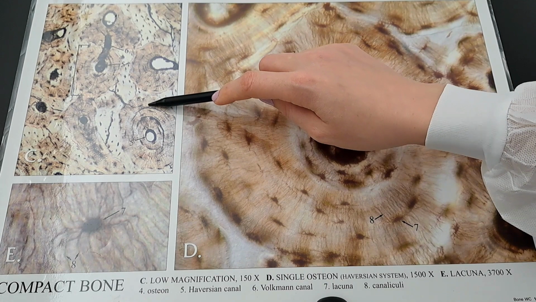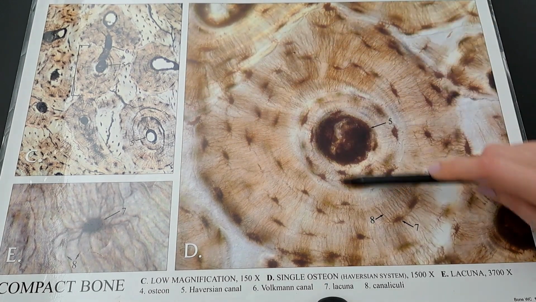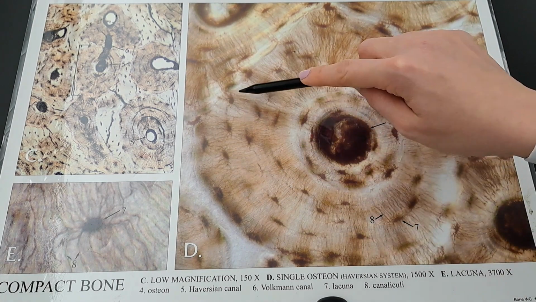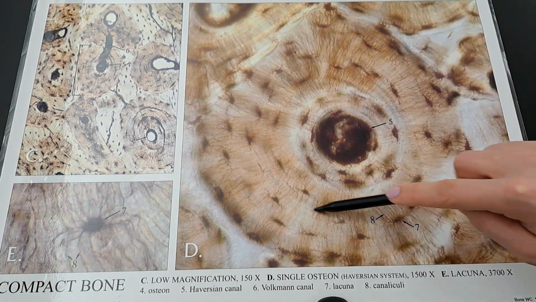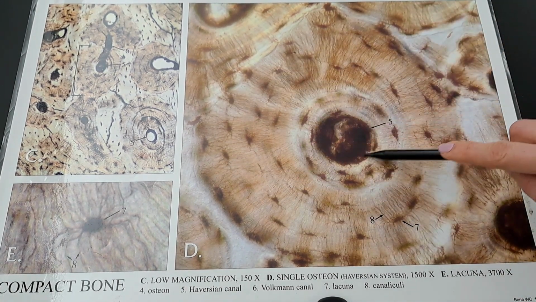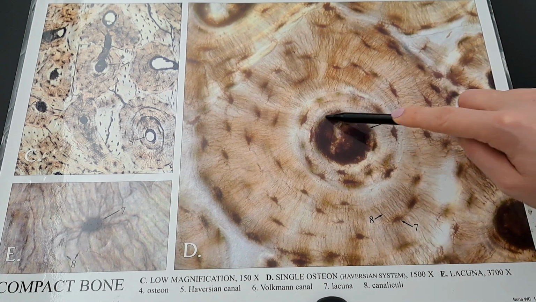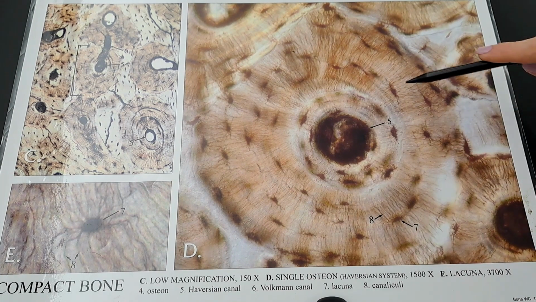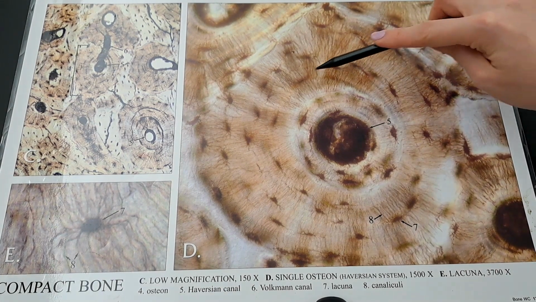Let's zoom in on one osteon. This is an osteon, also called the Haversian system. It consists of rings. Each ring is called a lamella. At the center of the osteon, we have the central canal, also called the Haversian canal. These spaces right here are called the lacunae.